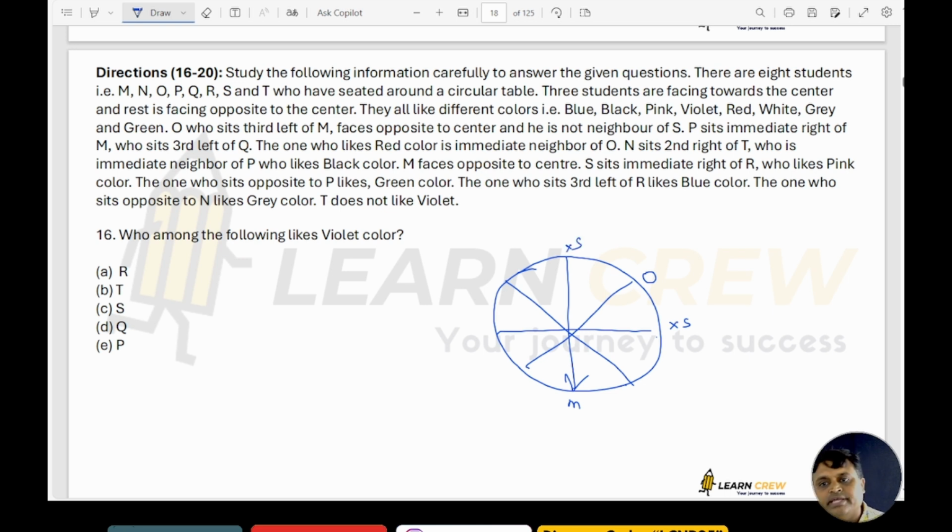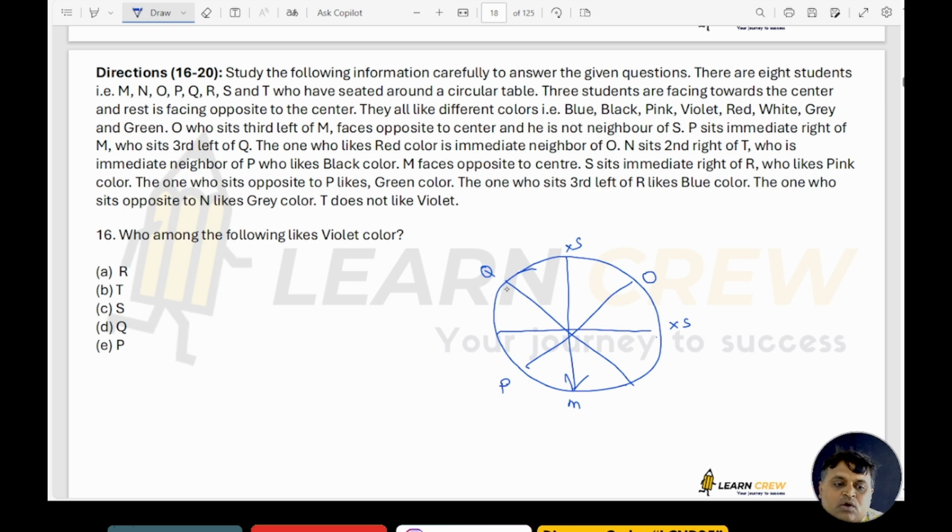P is the immediate right of M, so P has to be here. Who sits third left of Q? What is given? P is the immediate right of M. M is third left of Q, so Q has to be here.